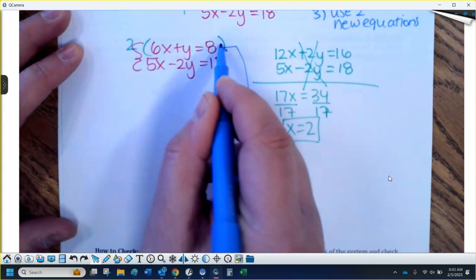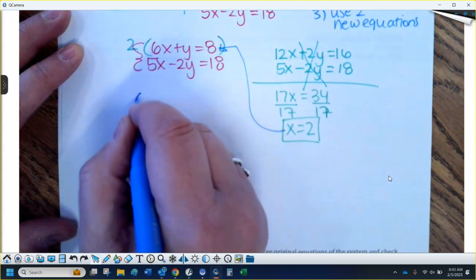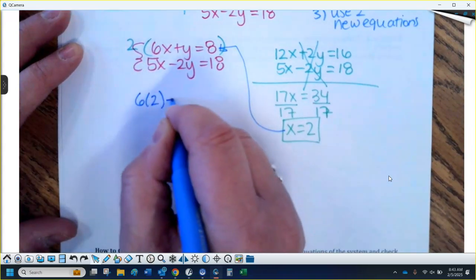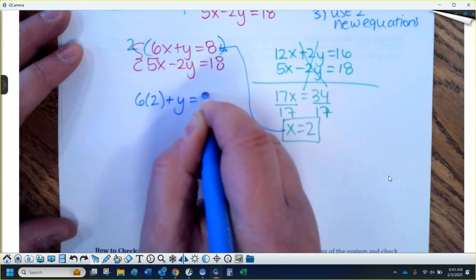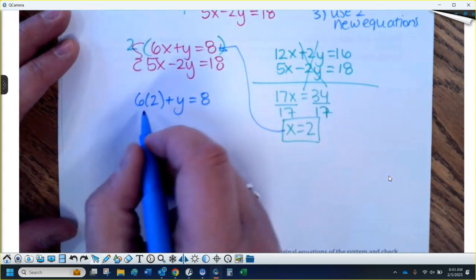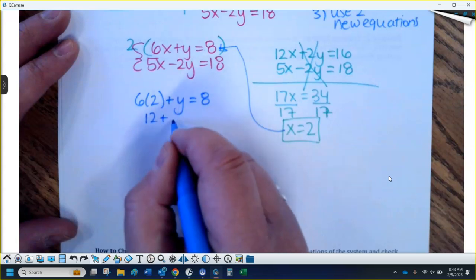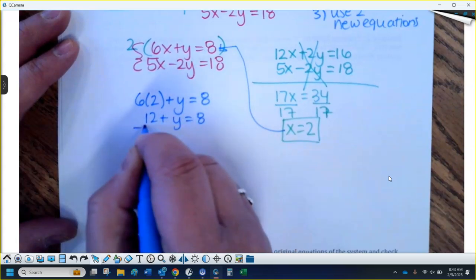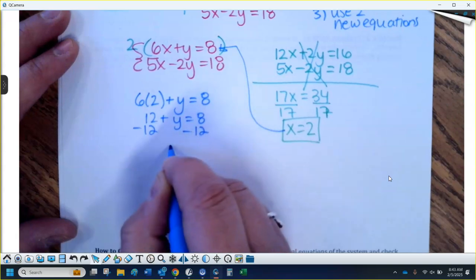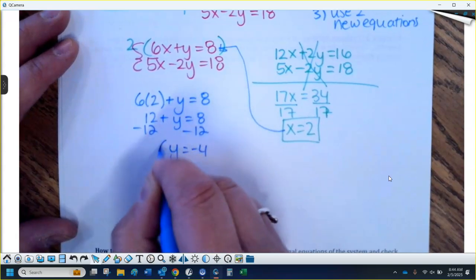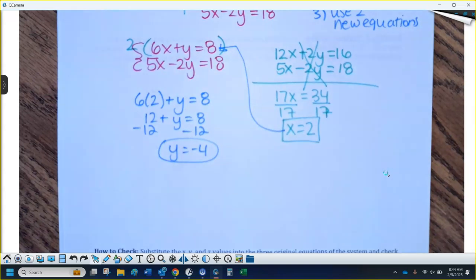I'm just going to plug this into that first equation. So I know x is 2. If I plug that into either one of those equations in that system, I just use the first one, I can get the y value. So plugging in 2, I'm going to get 6 times 2 is 12 plus y equals 8. I'm just going to subtract the 12 real quick, and y is going to be negative 4.